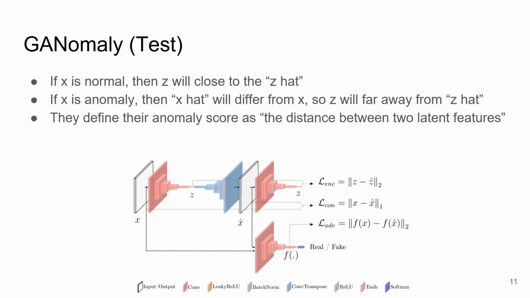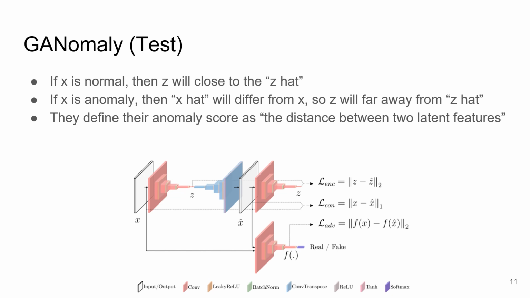Okay, after we get a trained model, we can start to infer on our test data set. If X is normal, then through the autoencoder X hat is also a normal image. And through the second encoder, the Z hat will be close to Z, right? Because X is a normal image, so X hat is also a normal image. So Z hat and Z are both features of a normal image. So Z will be close to Z hat.